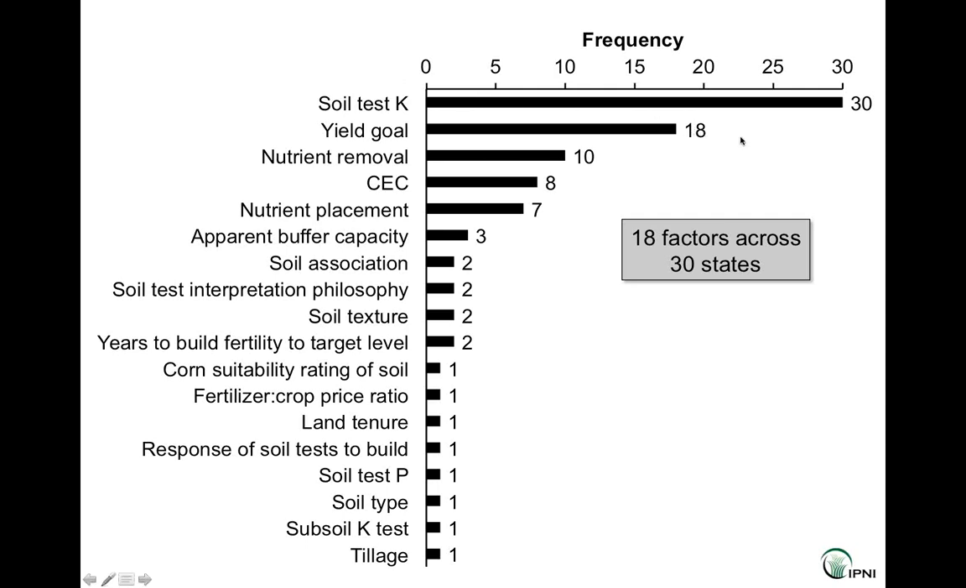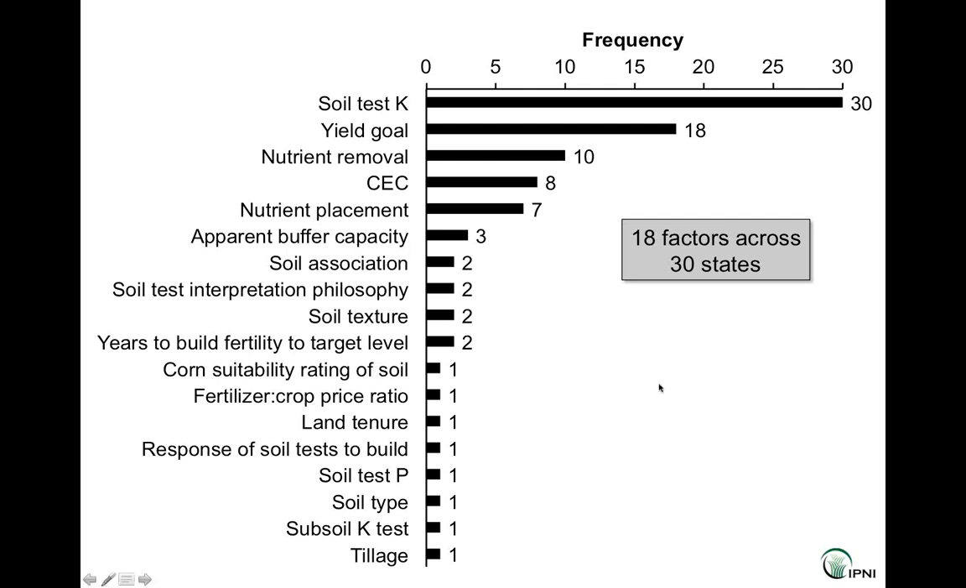Some other factors that were very popular were yield goal. This is the intended or target yield that farmers have for the next crops that are grown, the next seasons. Nutrient removal was considered in only 10 of the 30, and that's an important consideration for keeping track of nutrient budgets, making sure that nutrients are replaced when they're removed.